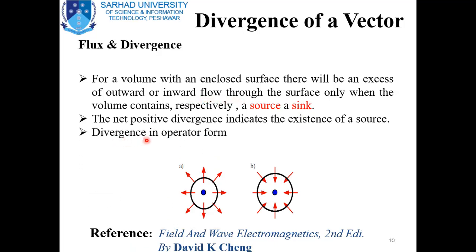And the divergence in the operator form can be written as div, which represents the divergence of a vector A. In operator form it can be written as del dot A. So this del is a three-dimensional operator which depends upon the coordinates of space.